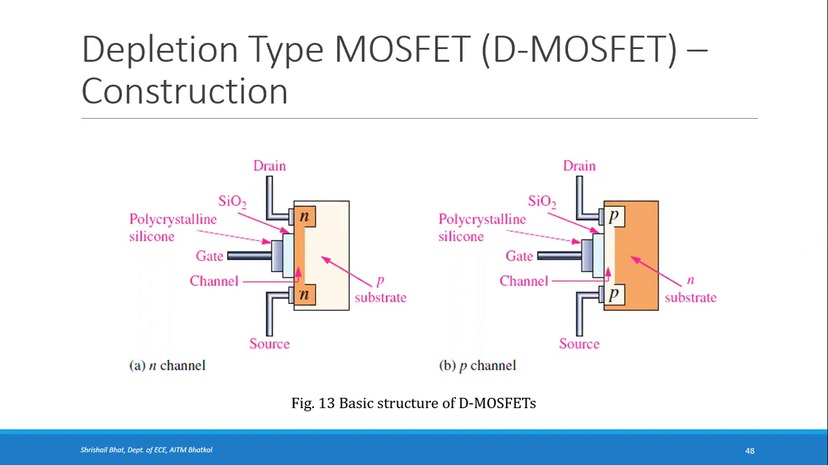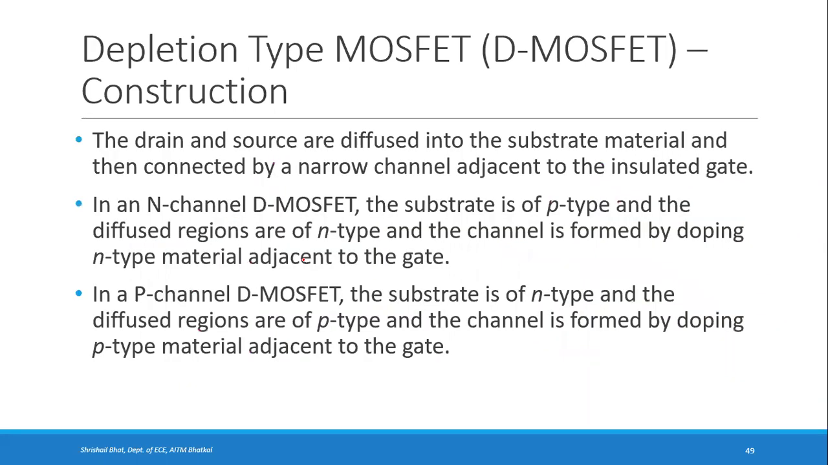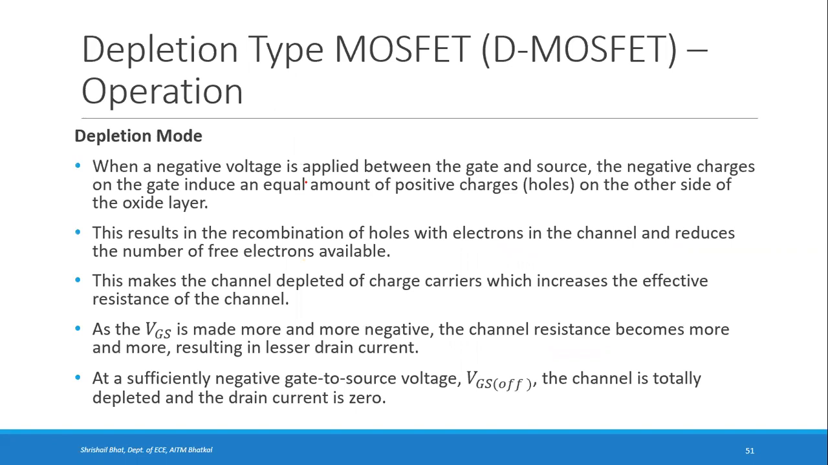If the electrons get combined with the holes, then there will be no more free electrons. That means the region becomes depleted of charge carriers, right? This results in the recombination of holes with electrons in the channel and reduces the number of free electrons available. When there are positive charges or holes induced, electrons get combined with them, so the number of free electrons gets reduced. This makes the channel depleted of charge carriers, which increases the effective resistance of the channel.